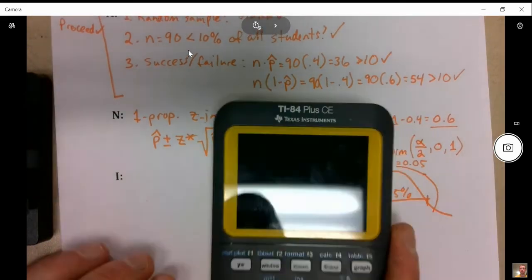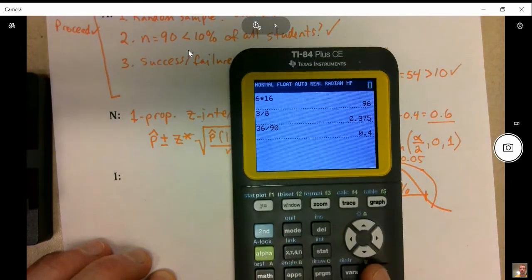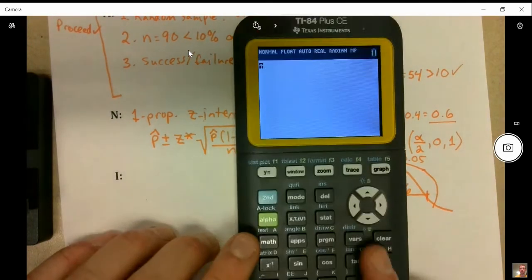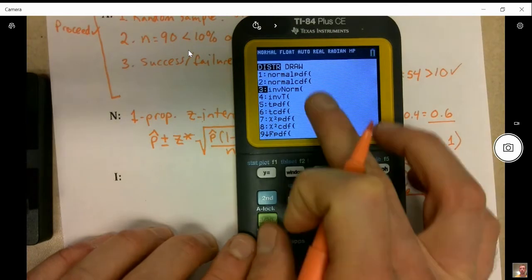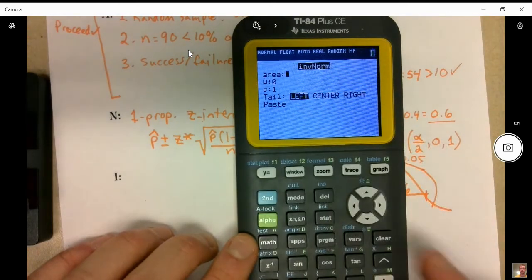Okay. So if I go to my calculator, inverse norm, that is the second bars button. And if you go to option 3, it says inverse norm.